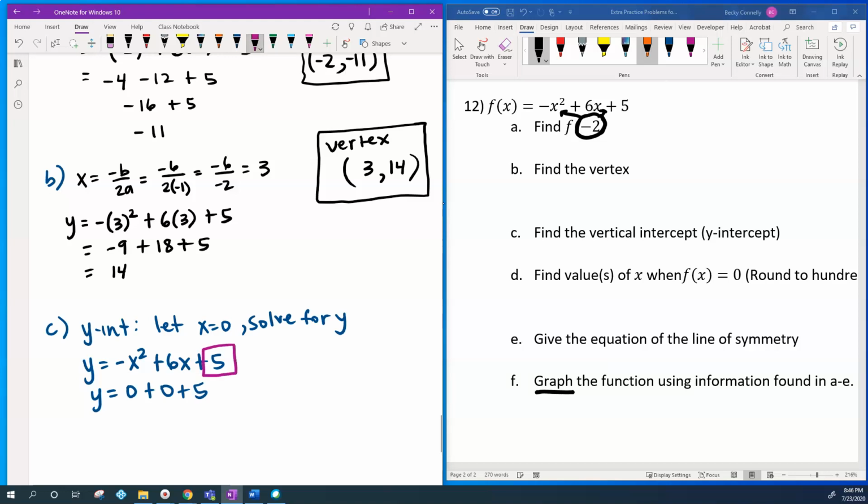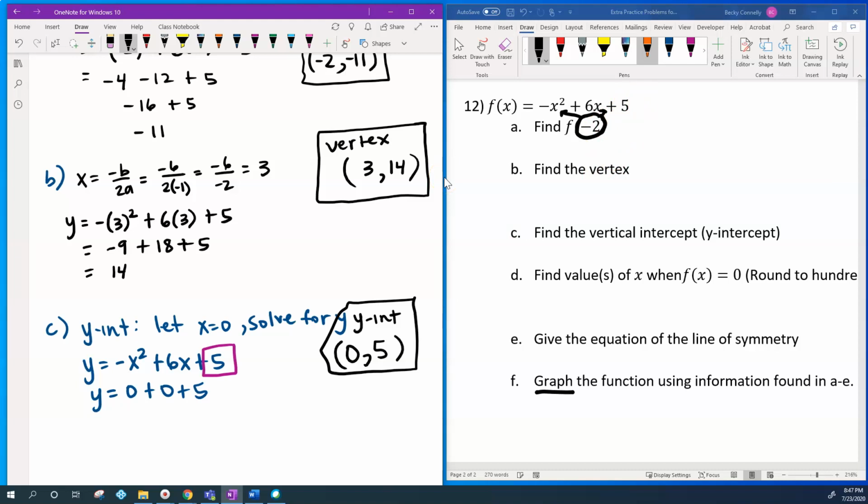That constant is your y-intercept. But if it asks you to write it as an ordered pair, you have to remember x is 0, so we'll have (0, 5). And that would be your y-intercept. So that one's usually pretty easy to find when it's written in standard form, right?